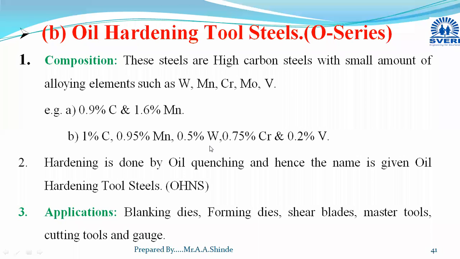Now related to their applications, oil hardening tool steels are used for manufacturing different kinds of dies like blanking dies and forming dies, then different kinds of tools like shear blades, master tools, cutting tools, or different types of gauges. So these are applications of oil hardening tool steels. And then we will move towards the next type of cold work tool steel.